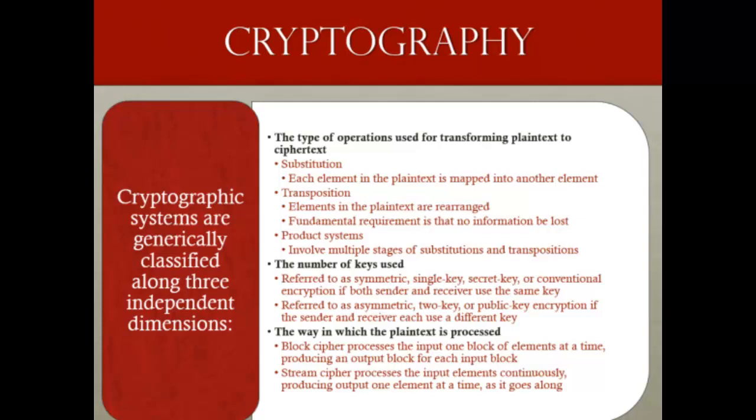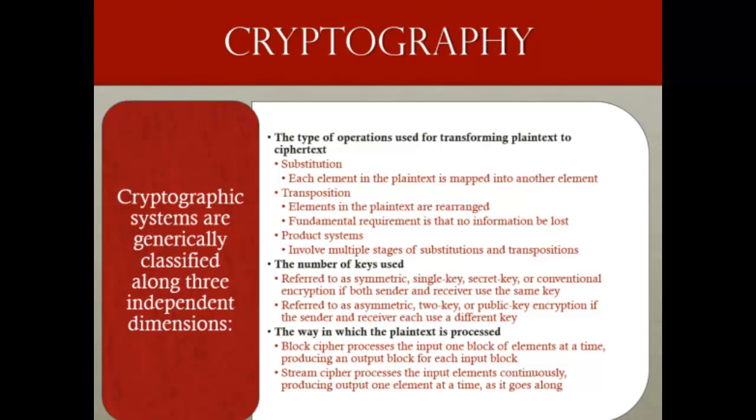If both sender and receiver use the same key, the system is referred to as symmetric, single key, secret key, or conventional encryption. If the sender and receiver each use a different key, the system is referred to as asymmetric, two-key, or public key encryption.